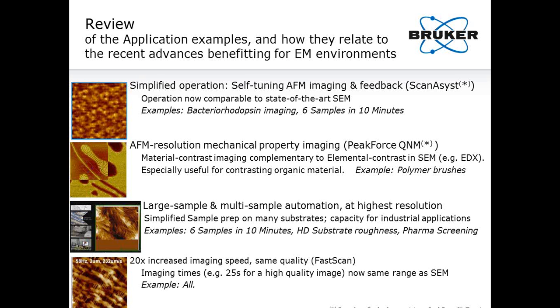The combination of large sample and multi-sample automation with highest AFM resolution, stability and noise performance was verified in the mica lattice image shown in the beginning and critical for the 6 sample example, the media substrate roughness screen. Almost all examples shown in this presentation took advantage of the greatly improved imaging speed enabled by the Dimension FastScan system.